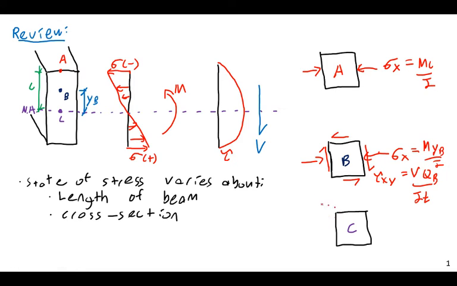And then finally at point C, at the very neutral axis, or in this case the very center of the beam, we have only shear stress. So we have an element that is only loaded with shear vectors, and this is simply going to be tau xy equals V Qc over It.